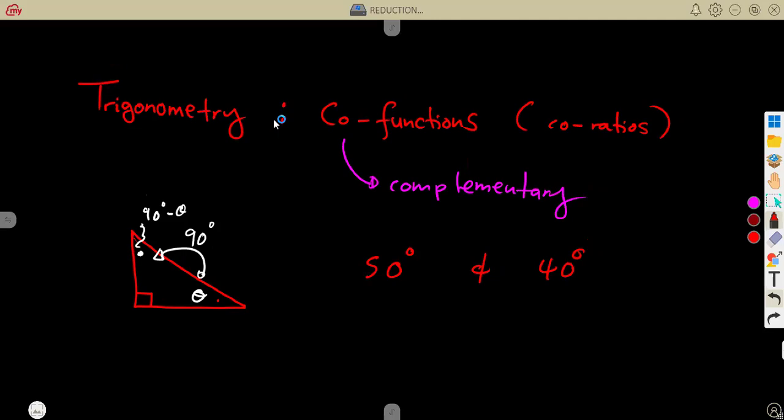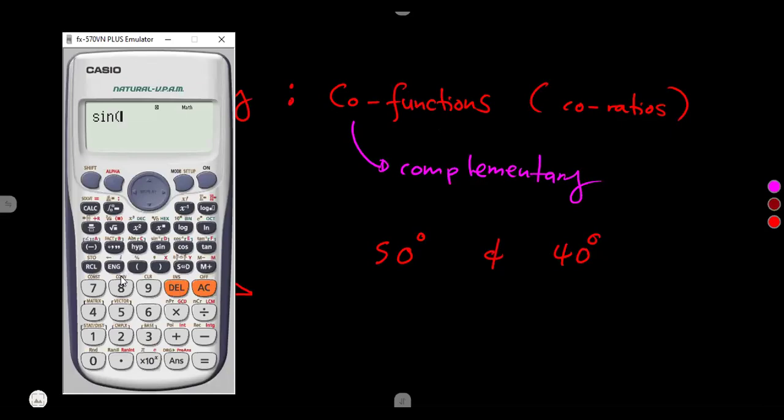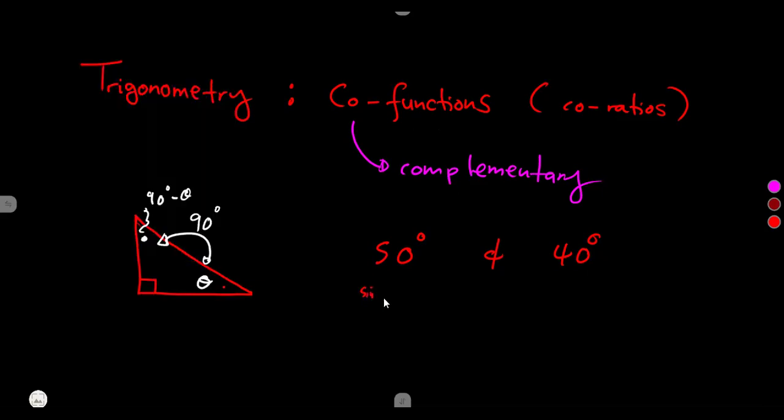So let us just quickly have this part. I want you to see something in terms of the presentation. Let's just say we have sine of 50 degrees. I want you to see something here. Sine of 50 degrees, it's 0.766.